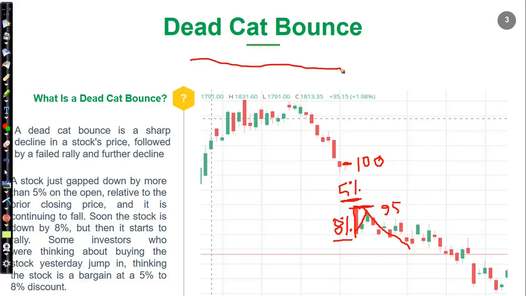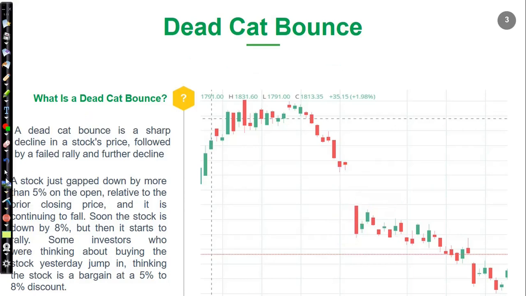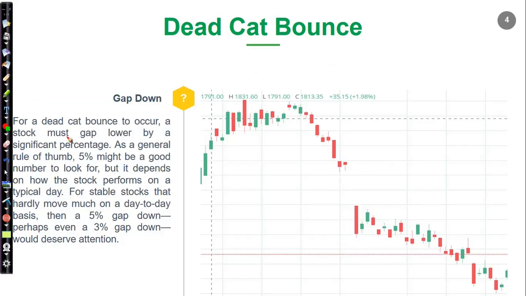So why does it happen? We'll discuss later. To become a dead cat bounce, the gap down should be near 5%. If the gap down is 4% or 3%, it is not recognized as a dead cat bounce. The gap down should be more than 5%. Or suppose some stocks open near 3% gap down, and it continues to the downside and fills up at least a 5% gap down.